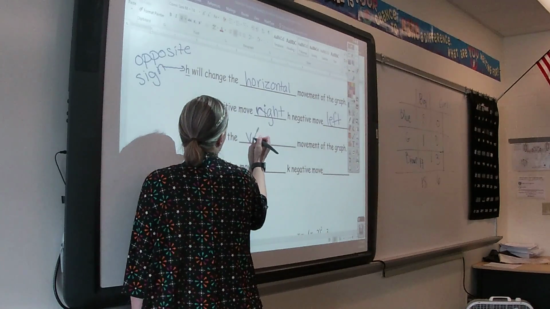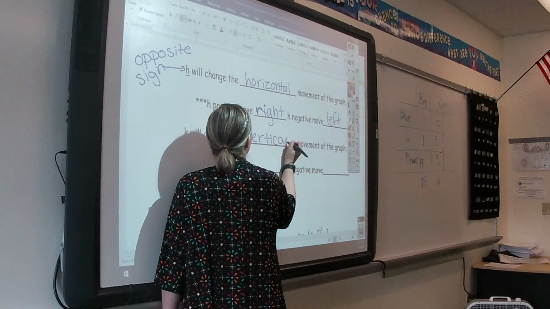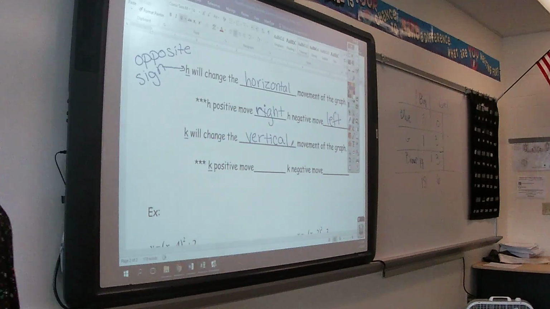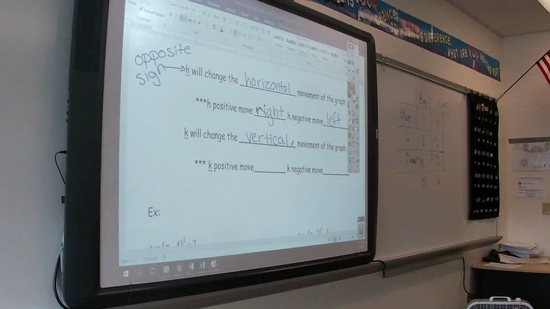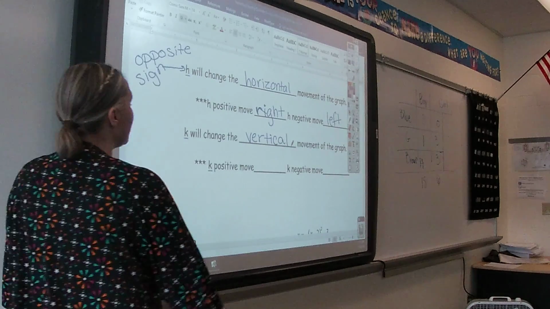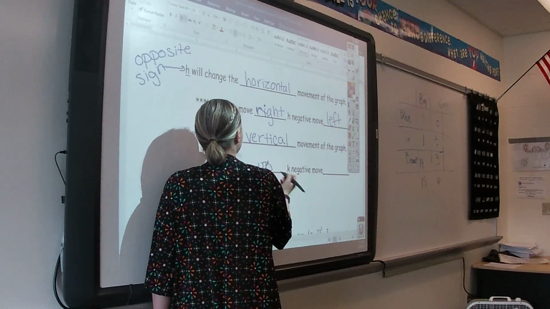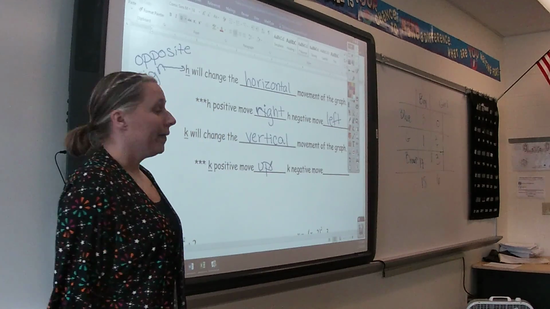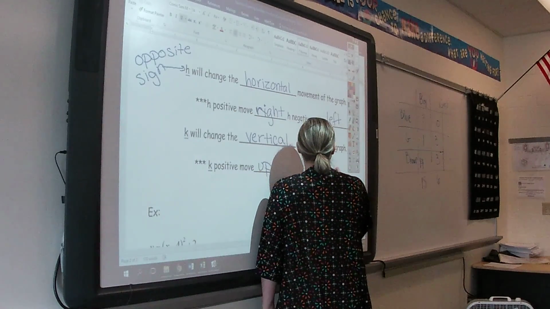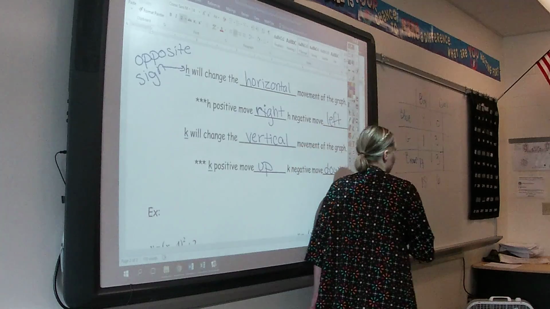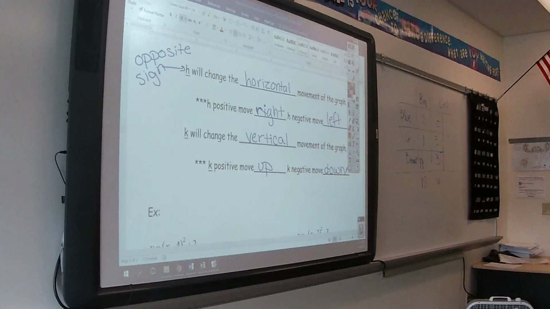K is going to change the vertical movement of the graph. If k is positive, we are going to move up. If k is negative, we are going to move down. Those should hopefully make sense. That's kind of always what it's been, right? Positive numbers are to the right or up, negative numbers are to the left or down.